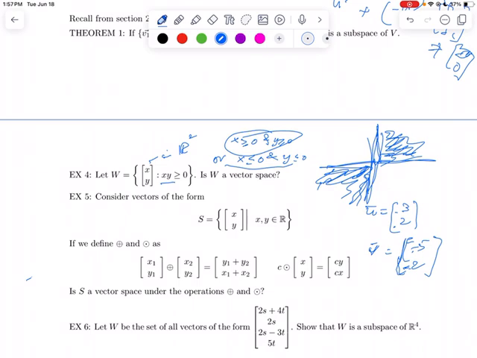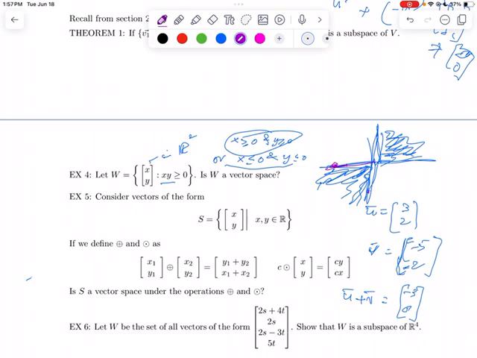Now when you add u plus v, what will you get? You get (negative 3, 0). Is that in the set? Well, where is (negative 3, 0)? Negative 3 means we are on the x-axis at negative 3, and then 0. Yes, so this vector is in this set.